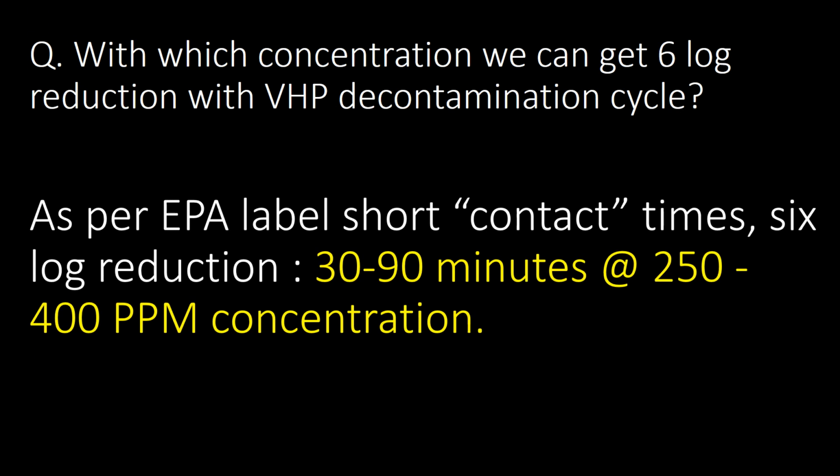With which concentration we can get 6 log reduction with VHP decontamination cycle? As per EPA label short contact times, 6 log reduction can be achieved in 30 to 90 minutes at 250 to 400 ppm concentration.